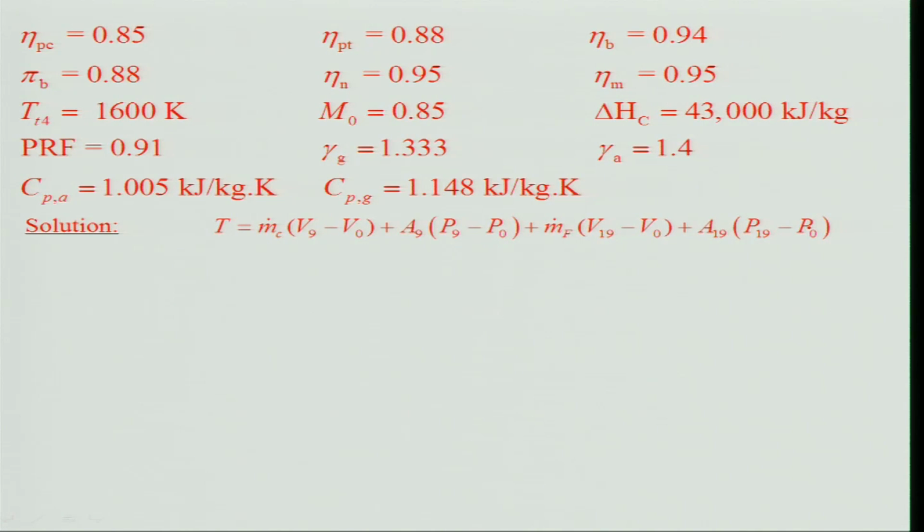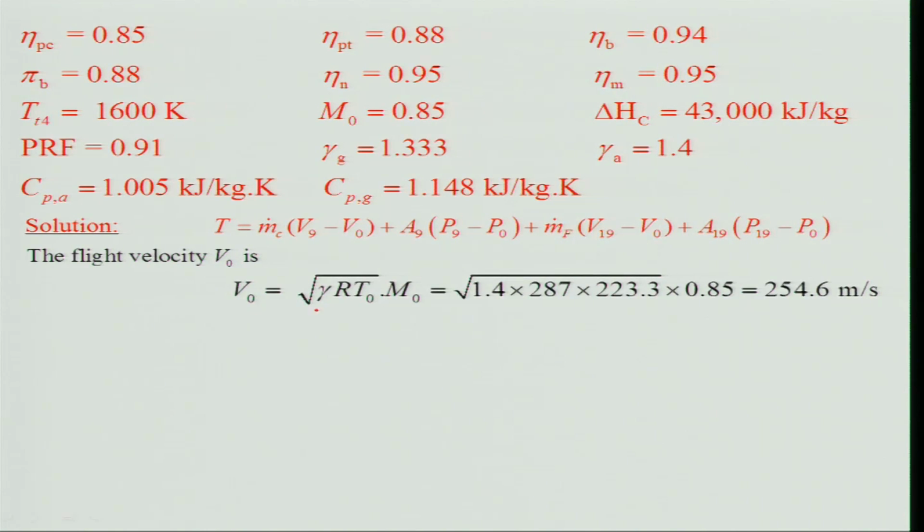So, what we will do, we will have to basically find out the flight velocity. What it would be, V0 can be easily determined because we know the temperature T0, we know the Mach number. So, V0 will be square root of gamma a R T0 into Mach number. All these values are given to you, you can substitute these values and you will get 254.6 meter per second, right.